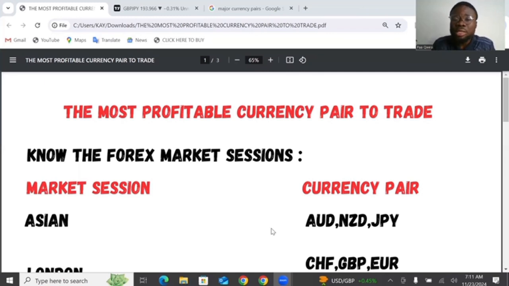So we have the Swiss franc, which is the CHF. The CHF is also open or active during the London session. And we have the pound. The pound is also active or open during the London session.